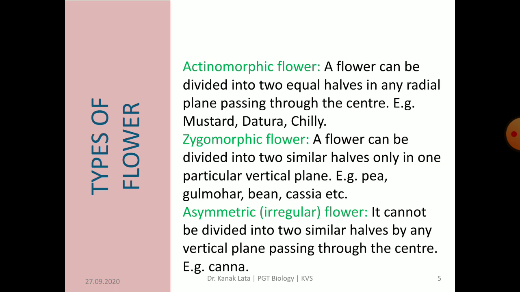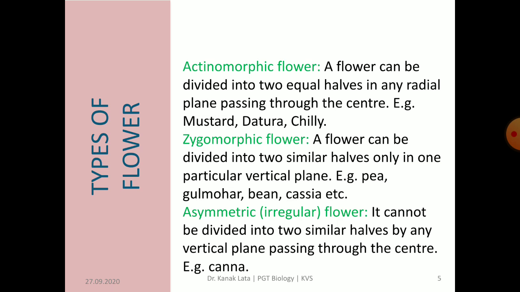Actinomorphic flowers can be divided into two equal halves in any radial plane passing through the center. For example, it is seen in mustard, dhatura, chili, etc. Whereas a zygomorphic flower can be divided into two similar halves only in one particular vertical plane. For example, in pea, gulmohar, bean, cassia, etc.